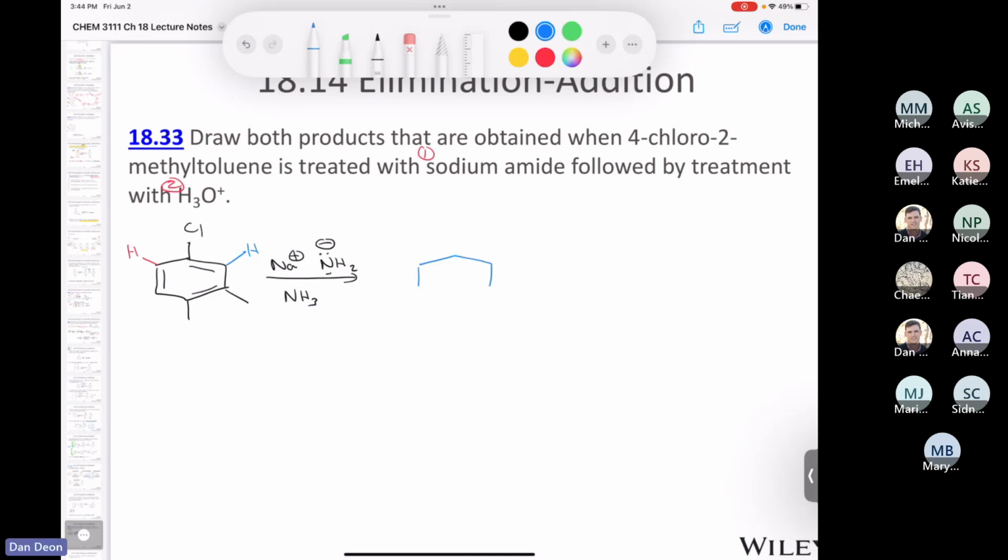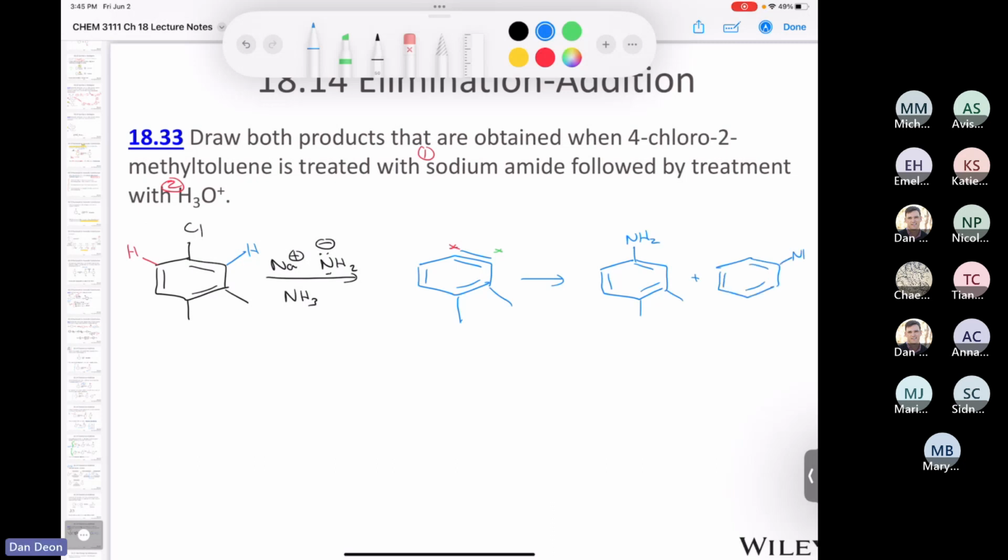Then the benzyne intermediate that you would get would look like this, right? And then the amide could come in and attack at this carbon, or it could attack at this carbon, either one. And so you'd end up with this guy where you have something that looks like this. And you'd also end up with this.